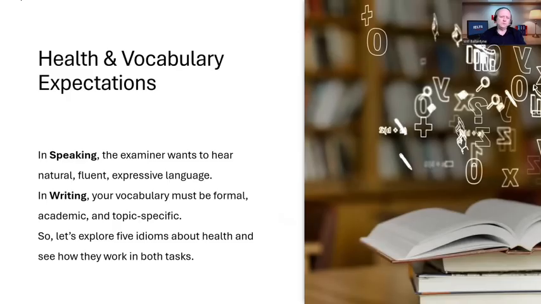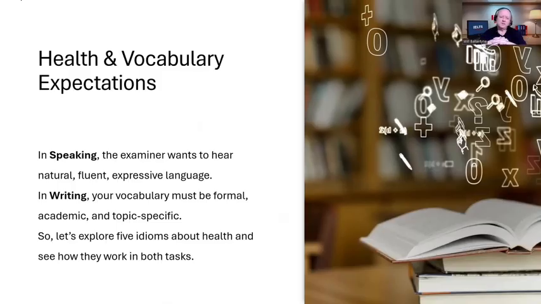When we're looking at health and vocabulary in general, what are we looking for? Well, in speaking, the examiner wants to hear natural, fluent, and expressive language. So often when you speak naturally, you don't always use formal language. You do use informal language. And often that involves words that only a native speaker tends to use correctly. And so if you can use some of this, it's going to help your mark.